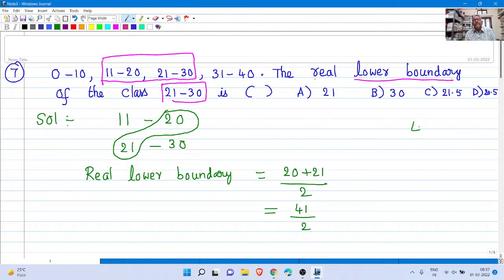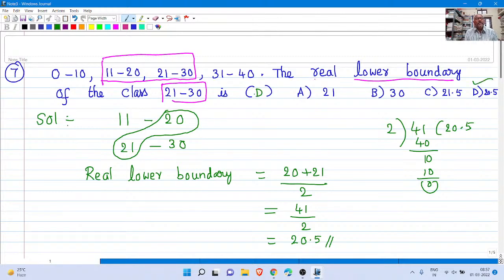So 41 is divided by 2. How to divide? 2 twenties are 40. 1 cannot be divided by 2, so put the point and 0 here. 2 fives are 10. So our answer is 20.5. Very good, Uday Kumar. 20.5. D is the right option. I hope it is very clear to you.